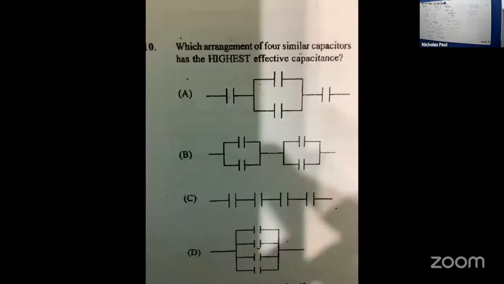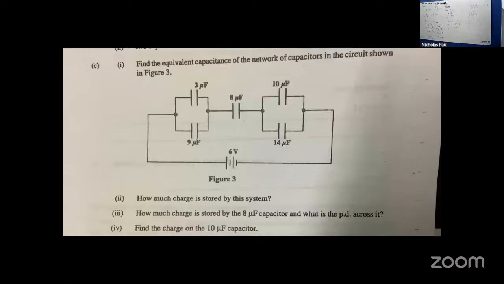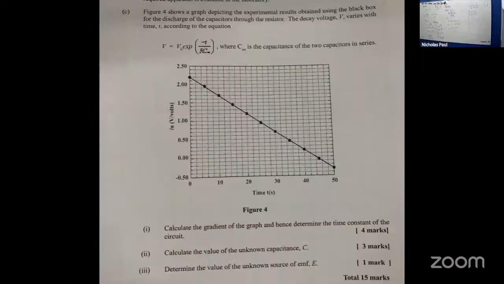Oh wait, I had one more multiple choice. Which one is the highest? A, B, C, or D? You don't need values to work it out. The one where all is in parallel, right?